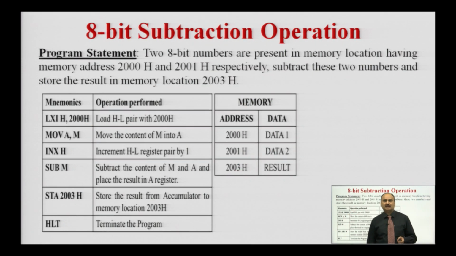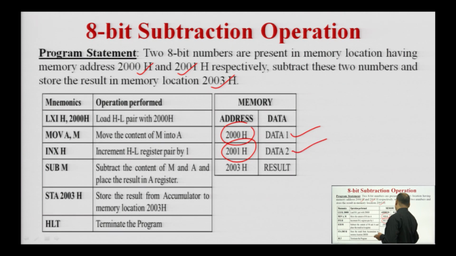Next is the 8-bit subtraction operation. Again the program statement: the two 8-bit numbers are present in memory locations 2000 H and 2001 H. We need to subtract these numbers and place the result into the memory location 2003 H. So, this is the memory: address 2000 H will have data 1 and address 2001 H will have data 2. After the subtraction operation we need to store the result of the operation into the memory location 2003 H.